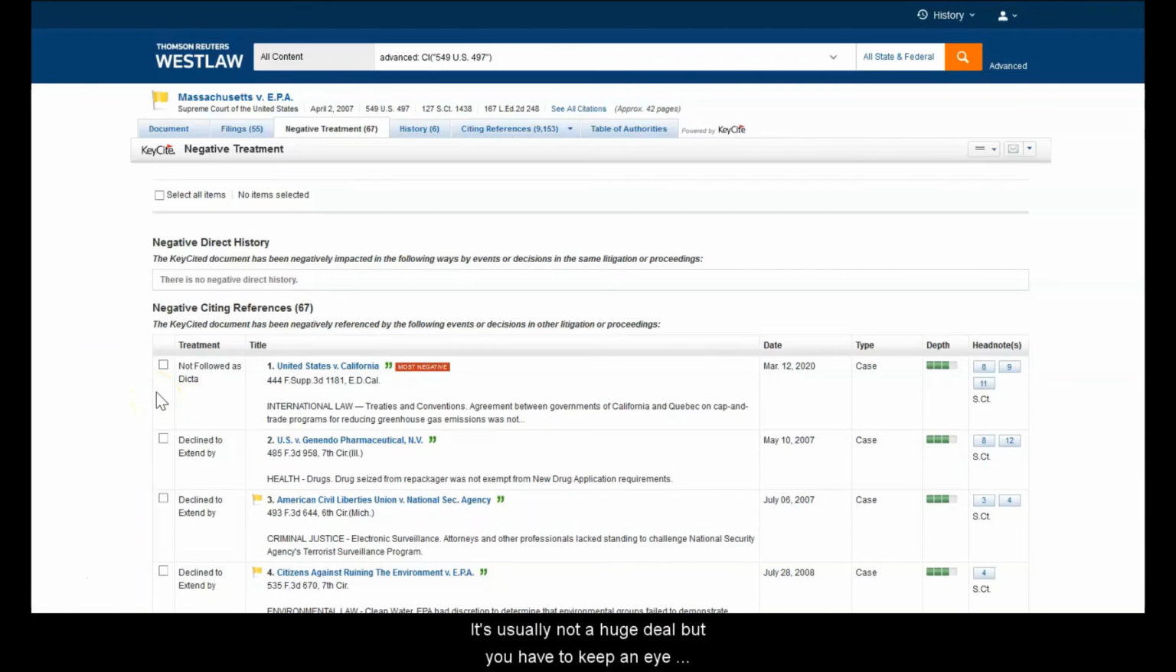It's usually not a huge deal, but you have to keep an eye out if the prior case has been overturned or overruled in some way, which means that it's no longer good law and you should not rely on it. Nothing like that has happened here, however, but if it did, you would see that in the treatment column. And you would also see it on the page of the decision itself in the form of a red flag.